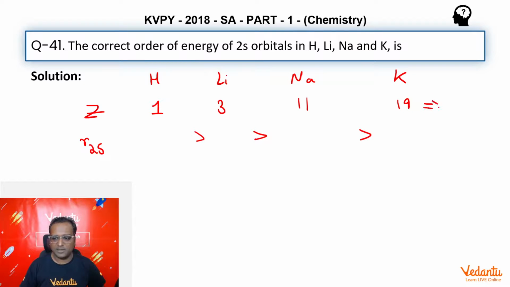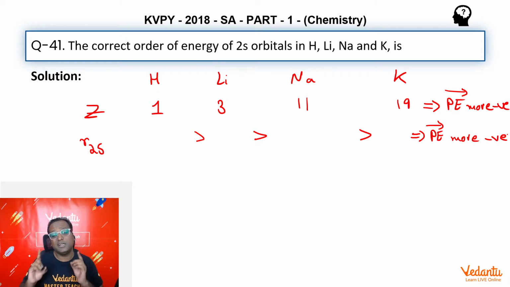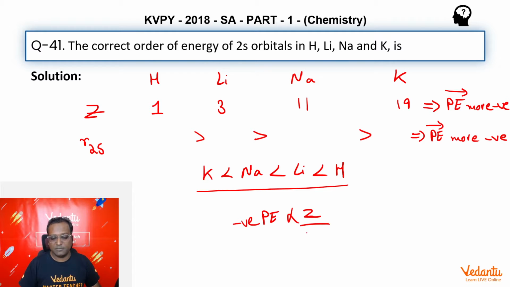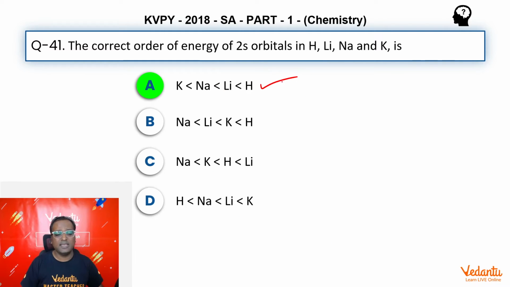Now from here we say that potential energy becomes more negative as we go from hydrogen to potassium because Z is increasing. And from here also we can say that potential energy becomes more negative because the radius of the electron in the 2s orbital is decreasing. Correct? And hence the correct order of energy: in the case of potassium it will be most negative, then you have sodium, then lithium, and then hydrogen. Just writing it down again, negative potential energy came proportional to Z by R of 2s. Let's see which option matches, and option A is matching here. So A is the correct answer.